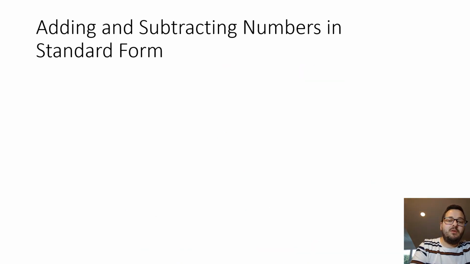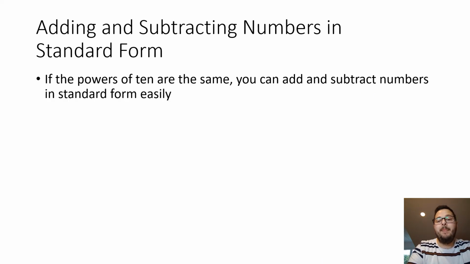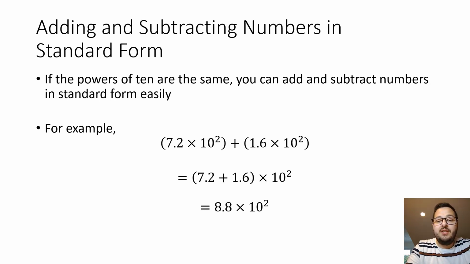All right, now adding and subtracting numbers in standard form. Well, the only way we can do this is if the powers of 10 are the same. Otherwise, you'd have to turn it into a normal number and then add them. But if they are the same, so for instance, 7.2 times 10 squared plus 1.6 times 10 squared, you can just bring those numbers out together and have them all times 10 squared. So this is 7.2 plus 1.6 times 10 squared, which is 8.8 times 10 squared. So this only works if these powers match.